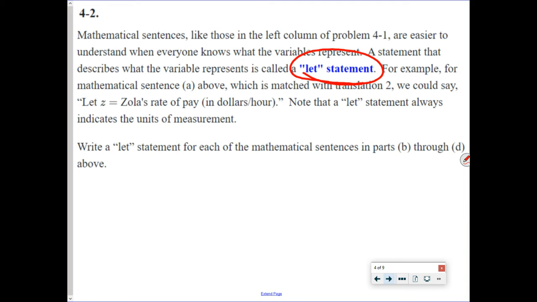And so anytime we write sentences from now on, anytime we write equations from now on that use variables for word problems, we need to write a let statement. Okay? Let statement. And we say let whatever variable equal what it is, and then how we are measuring it goes in parentheses, okay? So instead of saying how many dollars per hour, we say her rate of pay. That's what we're measuring, the rate of pay. How are we measuring it? In dollars per hour. Got it? In parentheses, you put the unit of measurement.